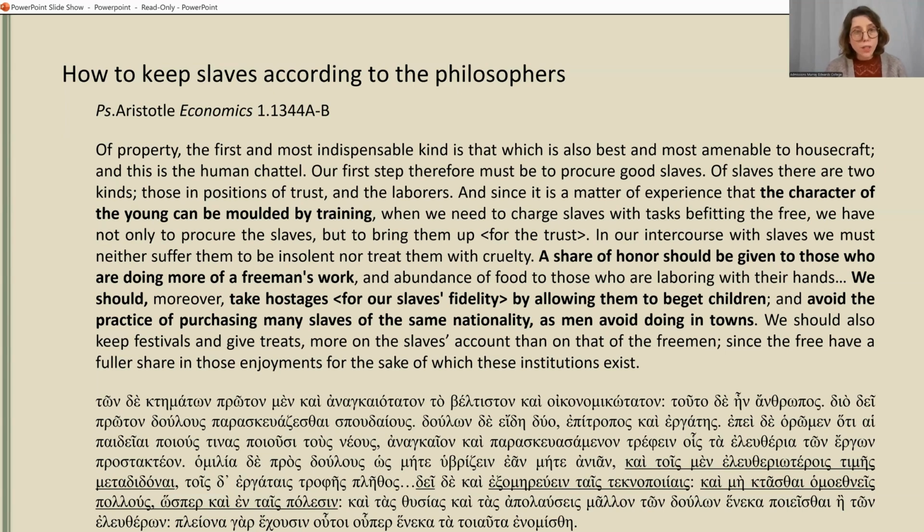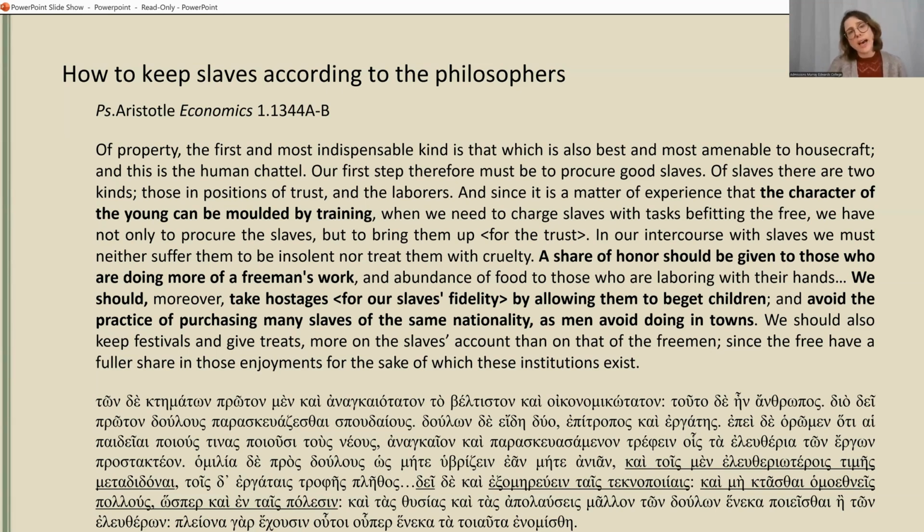"We should, moreover, take hostages for our slaves' fidelity by allowing them to beget children, and avoid the practice of purchasing many slaves of the same nationality as men avoid doing in the towns. We should also keep festivals and give treats, more on the slaves' account than on that of the free men, since the free have a fuller share in those enjoyments for the sake of which these institutions exist."